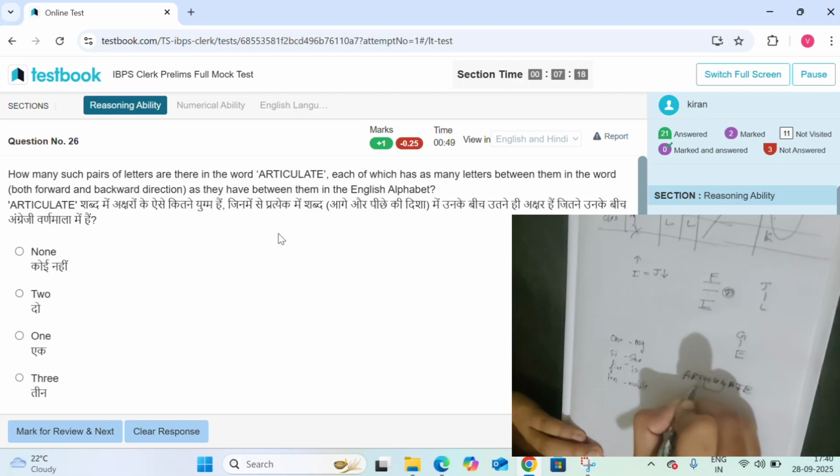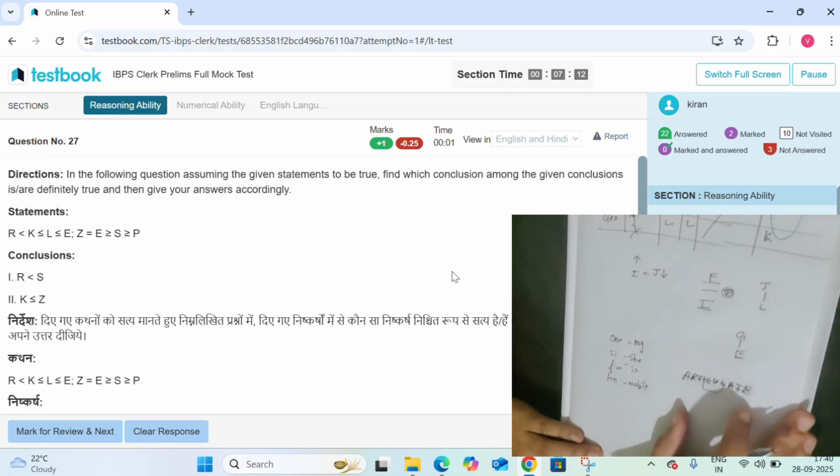T R S T no R is only one. R is less than S. Where is R? R is less than S. R is less than E. E is greater than S. False. K is less than or equal to Z. K is less than or equal to L. L is less than E is equal to Z. Yes, correct. Only two follows.